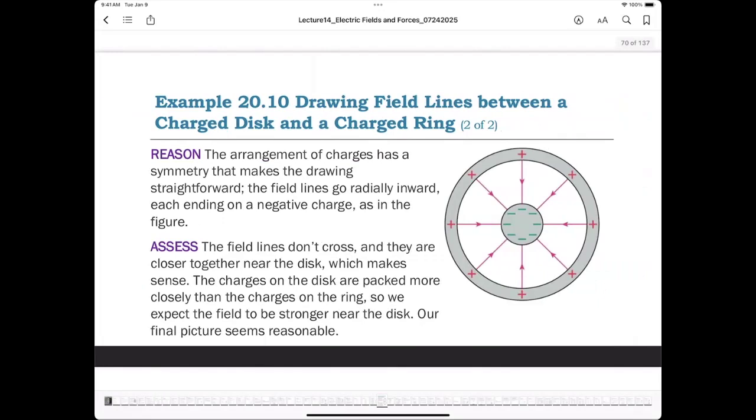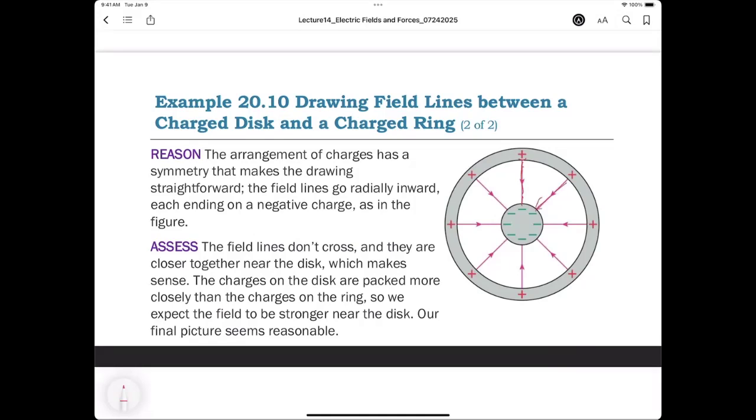You can see here the electric field should point outward from positive to inward to the negative. The arrangement of charges has a symmetry that makes the drawing straightforward. The field lines go radially inward, each ending on a negative charge as in the figure.